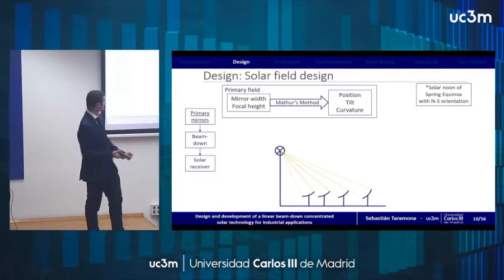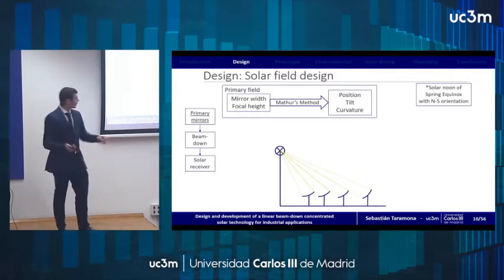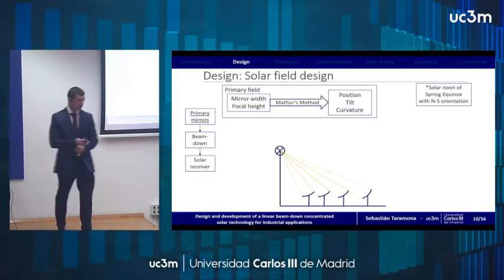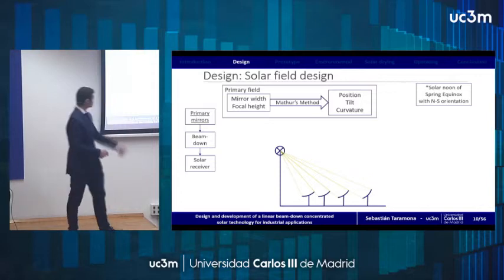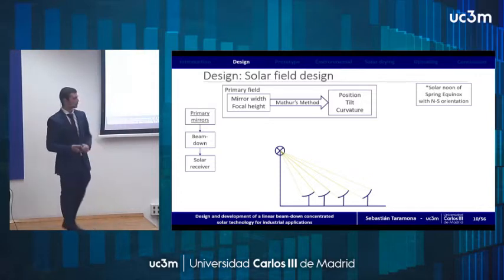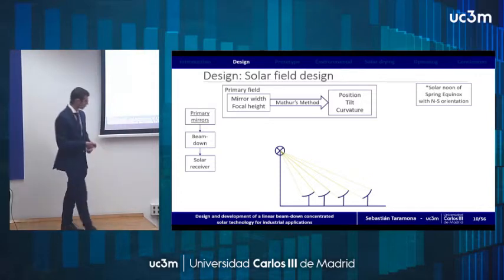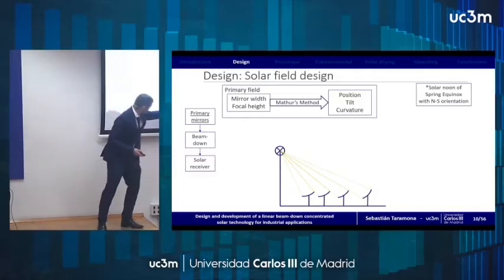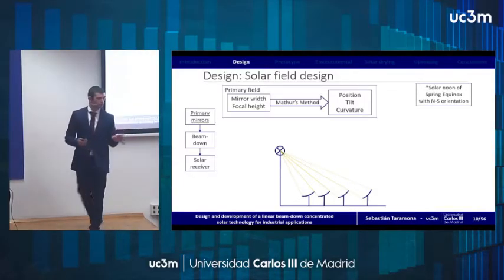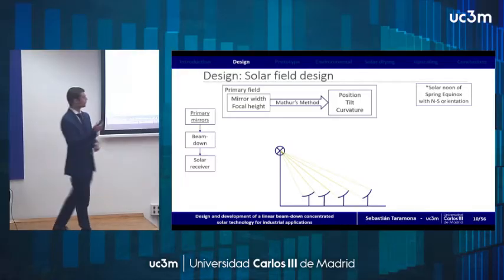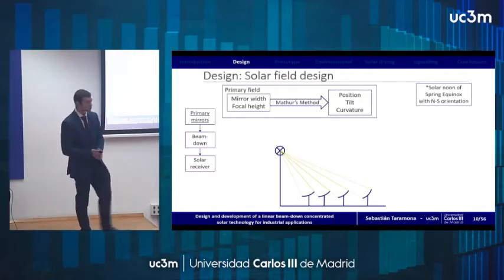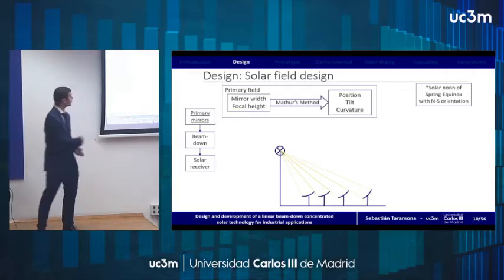So starting with the primary mirrors, the input parameters that we are going to consider are the width of the mirrors as well as the focal height. And what we want to obtain for the solar field is the position, the tilt, and the curvature of the mirrors. To do this, we'll be using Mather's method, which allows us to define the solar field in such a way that, as you can see in the figure, there's no blocking of the reflected sun rays towards the receiver. This allows us, for the design conditions, to reduce the optical losses.